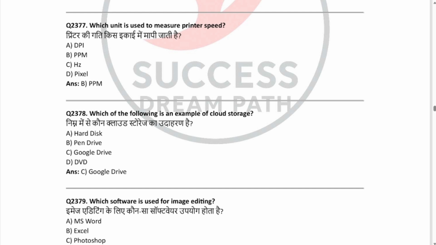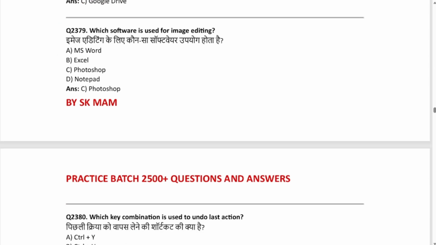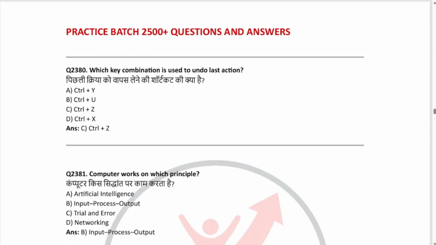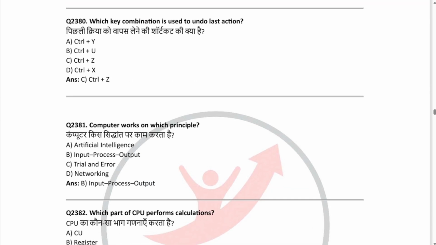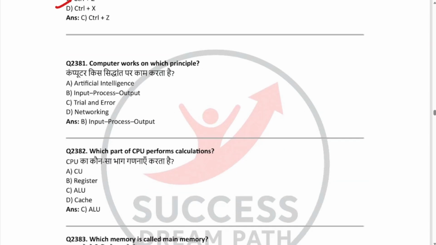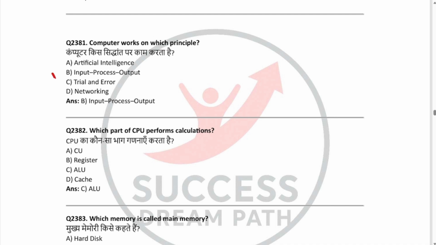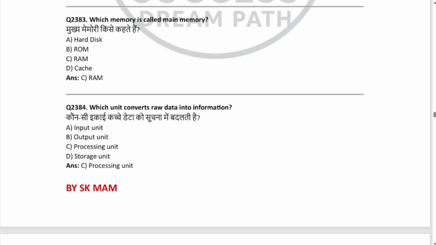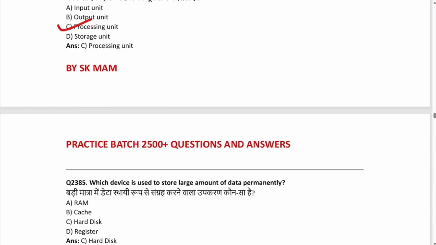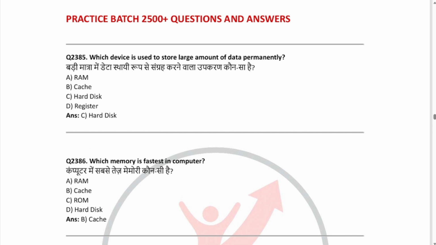Which unit is used to measure printer speed? ppm. Which of the following is an example of cloud storage? Google Drive. Which software is used for image editing? Photoshop. Which key combination is used to undo last action? Control plus Z. Computer works on which principle? Input process output. Which part of CPU performs calculation? ALU. Which memory is called main memory? RAM. Which unit converts raw data into information? Processing unit. Which device is used to store large amount of data permanently? Hard disk.